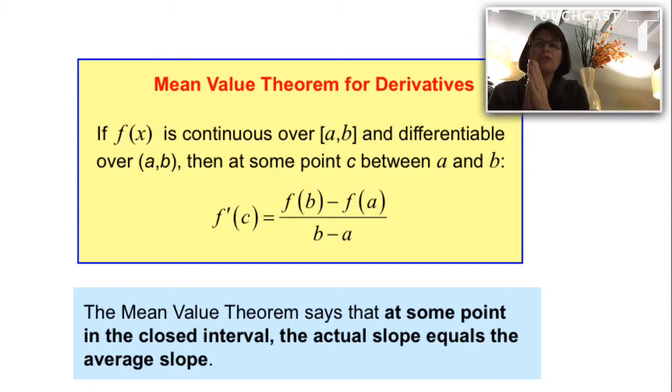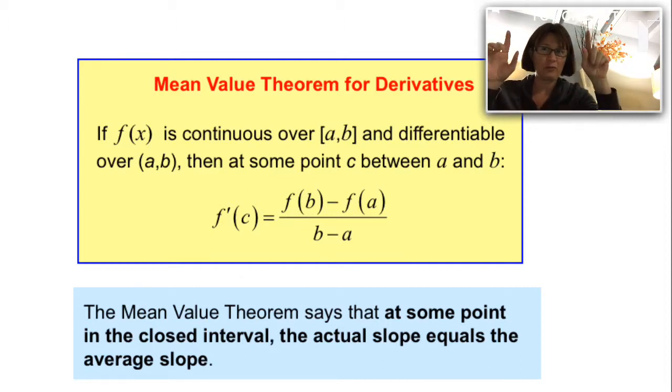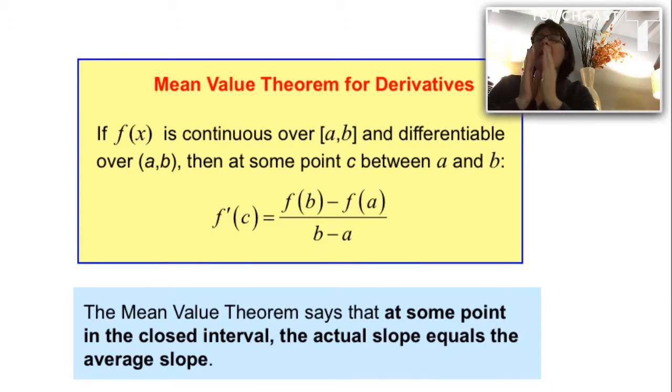It says if a function f of x is continuous on a closed interval, with the brackets, meaning a and b are included, and differentiable over the same interval, but maybe not including the endpoints, so that's why we have the open interval, we use the parentheses, then I can guarantee you that at least one point c between a and b, this is true: f prime of c is equal to f of b minus f of a over b minus a.